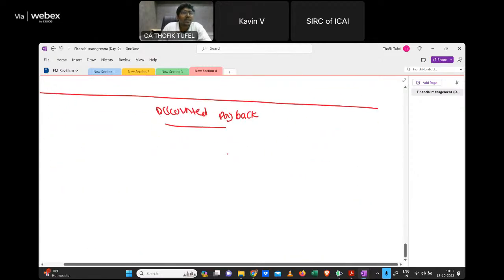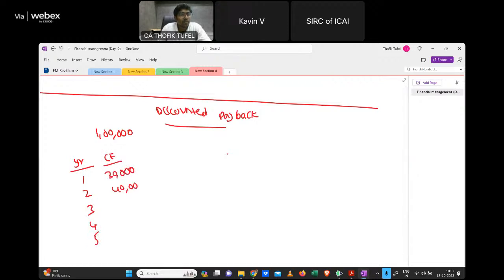Discounted payback: suppose you are having an investment of 1 lakh rupees. Year 1, 2, 3, 4, 5, and suppose you're getting the cash flows as 30,000, 40,000, 40,000, 50,000, and 30,000. What you have to do is first calculate the discounted cash flows. From cash flows, you have to find out the discounted cash flows.